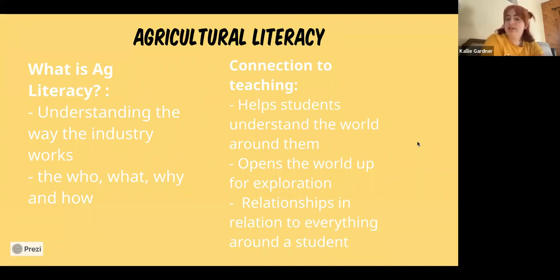It also helps their relationships in relation to everything around a student. So what is the relationship between the consumer chain and the student? Where does the student fit in the consumer chain? And where does the student fit in a farm to table? Are they helping to farm? Or do they have a garden in their backyard? Are they helping their mother clean the yard and pull the weeds? Or are they just consuming the food made on their table?